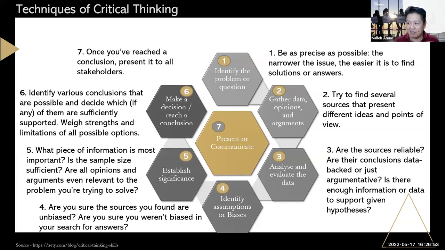Then the second one is about gathering data, opinions, and arguments. You want to find sources that present different ideas and viewpoints. And this is the part that I often teach some of my workshop participants. Check your reference and sources. Some of us take only from one source of references. So for example, I might be interested in transformation, but I only read from Harvard Business Review. And all my readings are from Harvard Business Review. Then you are not getting different viewpoints and ideas. You want to read extensively, right?